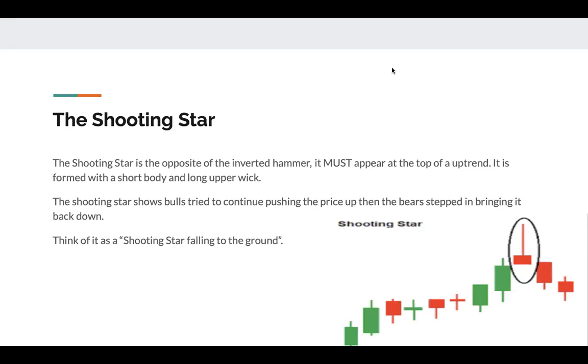On the Morning Star, does the last candle have to gap up? On the Morning Star, you want the next candle to be above the closing price of the previous candle. So I wouldn't say gap up, but you want it to be above.